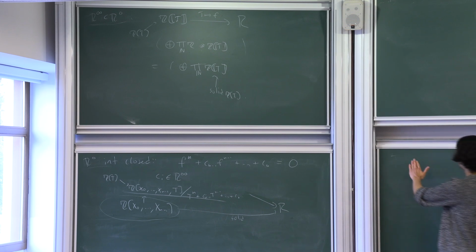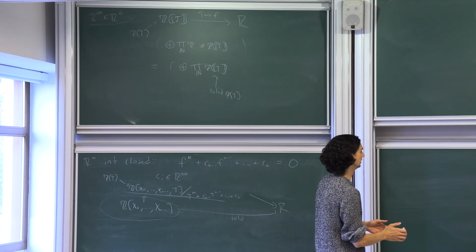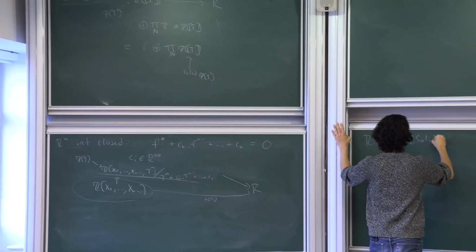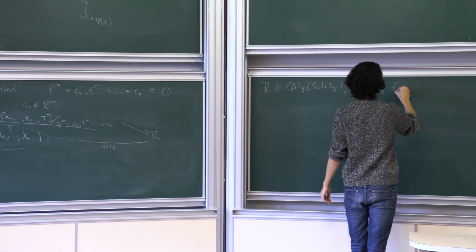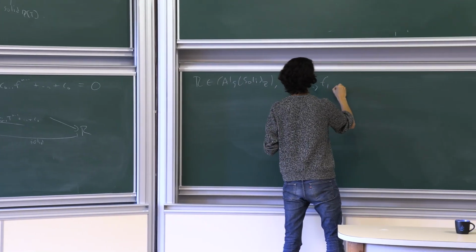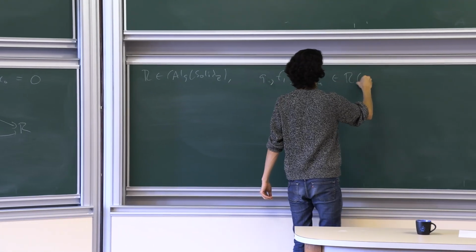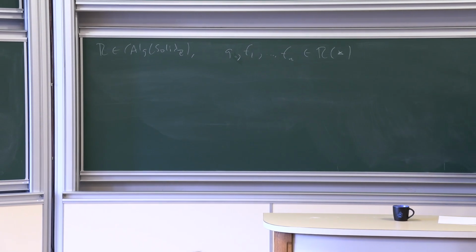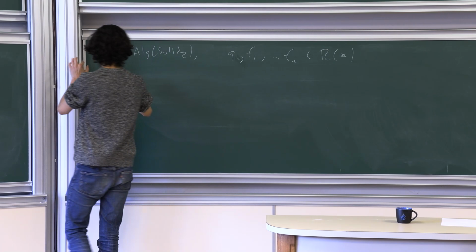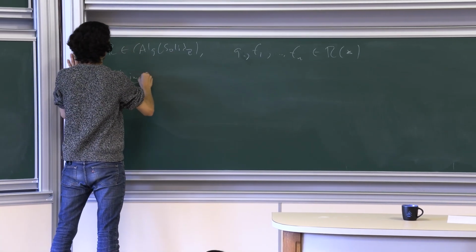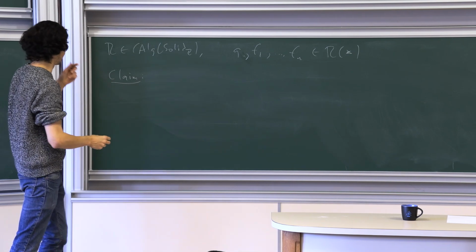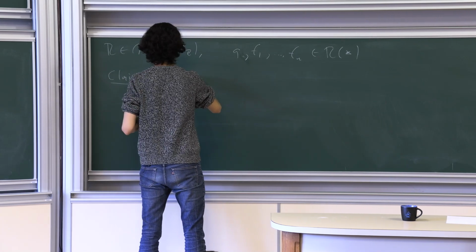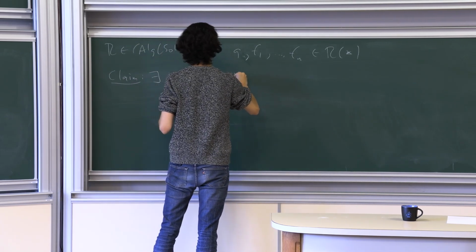So now we can describe this structure sheaf. Now suppose we have, again, a solid ring, and then we have G, F_1, up to F_n in R solid. Then the claim is that there exists a universal, an initial solid ring.